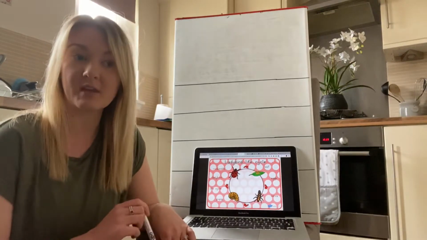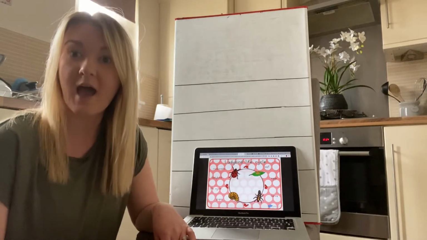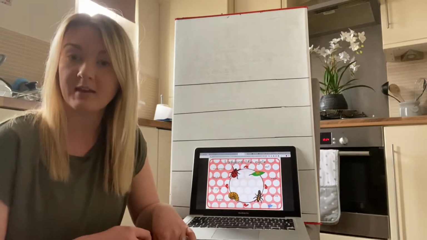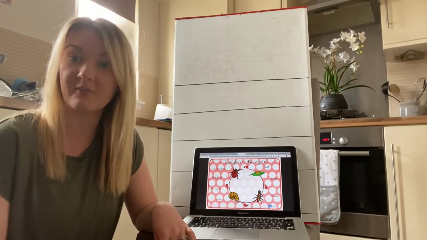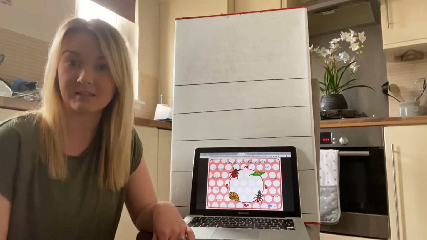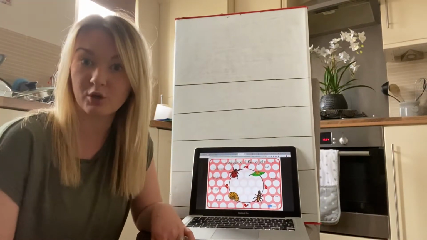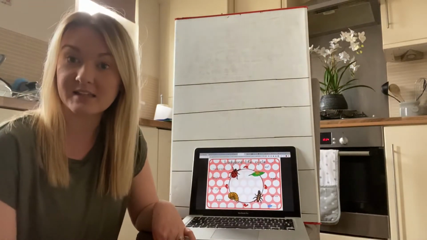And last week we did the life cycle of a frog, and when we were in school we did the life cycle of a butterfly. Now we've been looking at life cycles because we've been doing the mini beast topic, so we've been investigating different mini beasts. So this week we are going to have a little look at the life cycle of a ladybird.